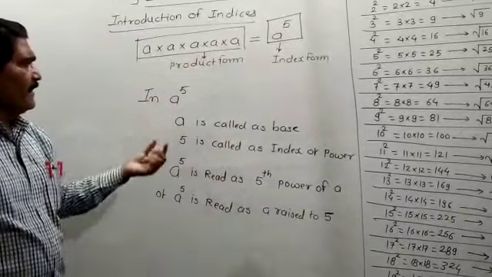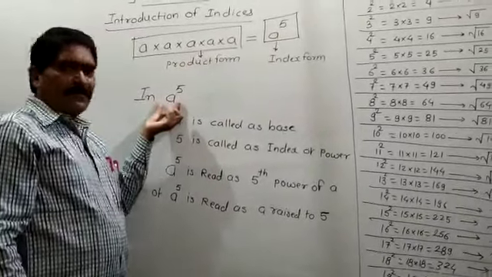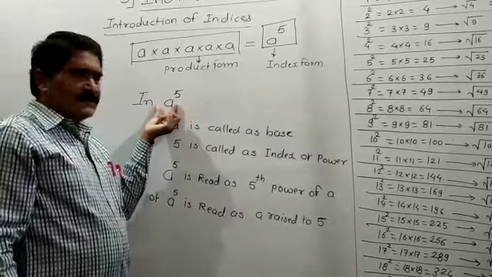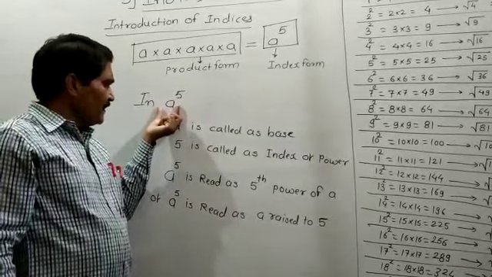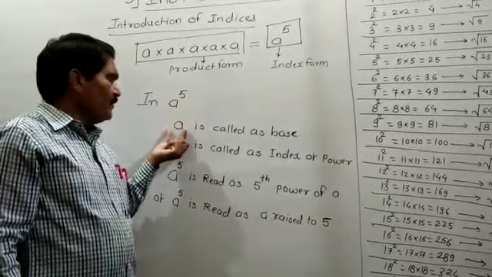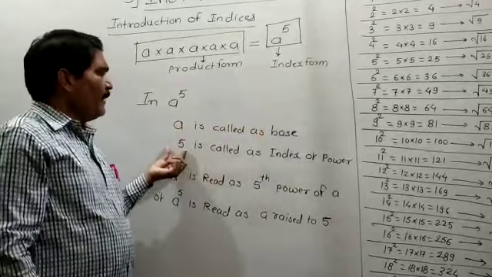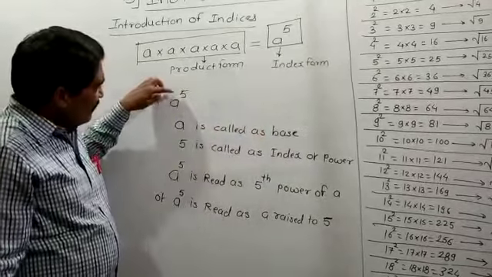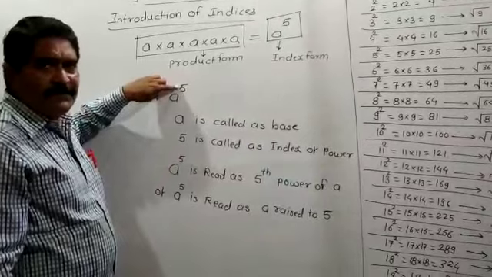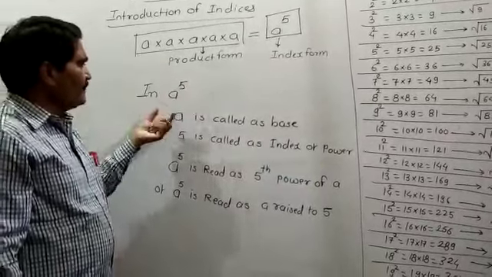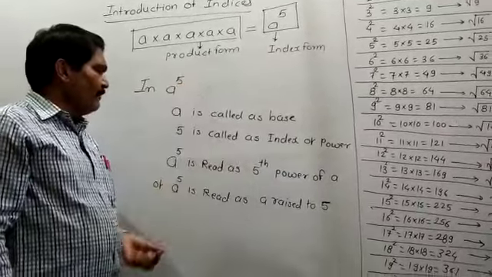In a raised to 5, a is called the base, because this is the base. Downside, whatever be the thing, that one is called the base. So a is called the base and 5 is called the index or power. 5 is the index or 5 is the power. So I will say that a is the base and 5 is the power.